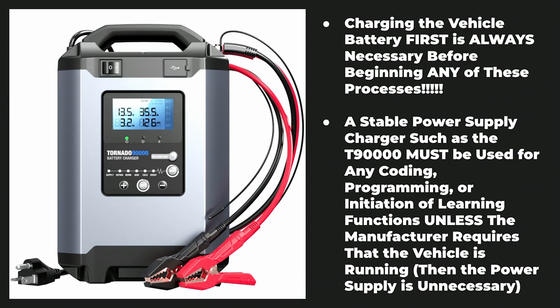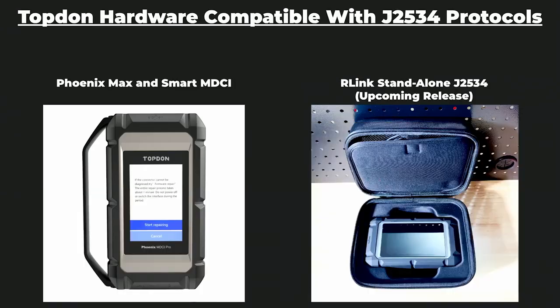There are, again, a few very new European vehicles that have high current requirements when doing programming, so make sure that you are using the appropriate power supply. The T90,000 is appropriate for most vehicles, but again, on certain European vehicles, it does not have enough current output to meet the demands of the vehicle during a programming event.